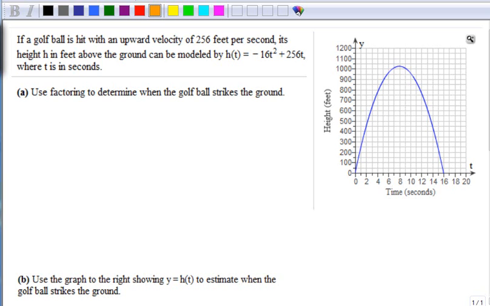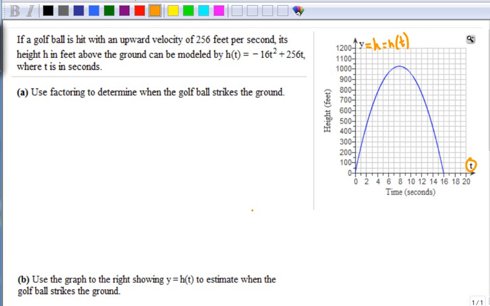So first of all, just to get an idea of what this looks like, if you notice, the height h is the y. They changed the letter there. And by the way, h of t is the function notation. Our time is in seconds, and t is our horizontal. That didn't change. And our height is in feet.